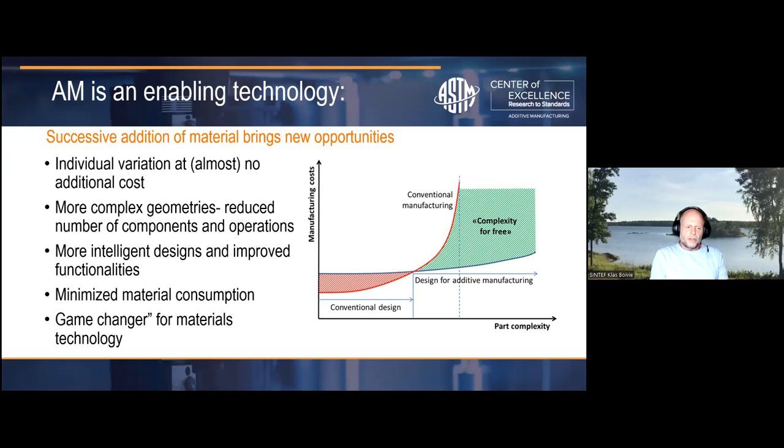And since the material is joined together, it's possible to influence and to some extent change the material, to control how it's being joined together. It's really a game changer for materials technology. It's possible to do a lot more within an AM process and auxiliary processes around it than you can do with conventional manufacturing.